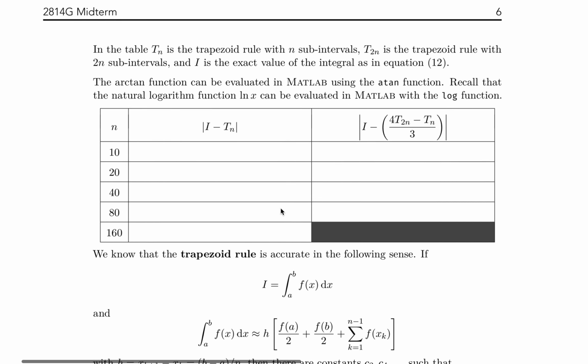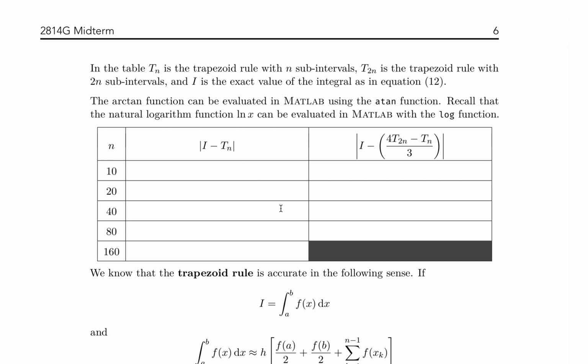All right, so here we have a table that we want to fill out. In this column, we want to fill out the exact minus our numerical value, which is what we know as the forward error. Here, we want to do the exact value minus 4 times T sub 2n minus Tn over 3. So this is the value from the next one over.